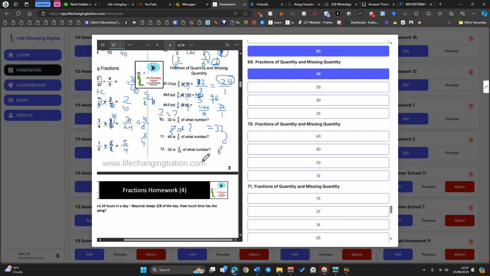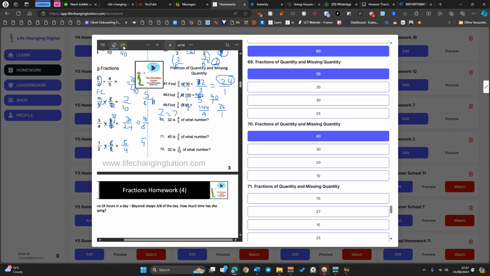Now we need to find the whole, right? So we know 1/5 is equal to 8. How are we going to get to the whole? Well, we just times it by 5 to get 5/5. So what's 5 times 8? It's 40. So the answer here is 40. Hopefully that makes sense. You can rewind and try and understand that explanation again.